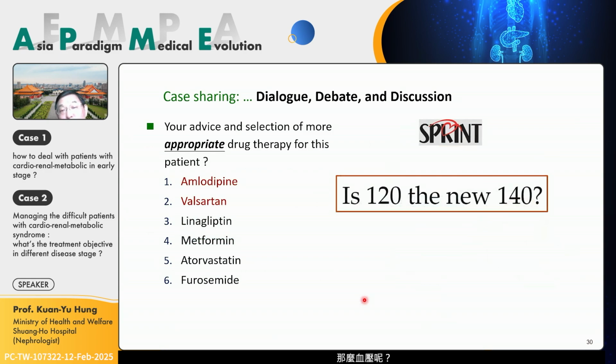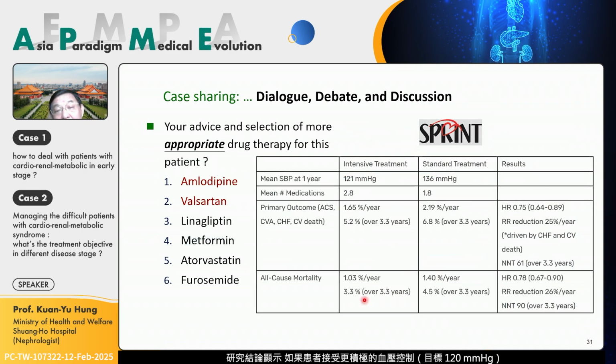So how about the blood pressure? Now the patient still has higher blood pressure, more than 140. If we refer to the SPRINT trial, which was published several years ago, it's a study more focused on CKD patients. The conclusion was that if the patient has more intense treatment for blood pressure control to reach the therapeutic goal of 120, there will be more benefit than for the patient whose blood pressure remains around 140. But the measurement of the blood pressure is different. It's from home-based measurement, not office blood pressure measurement.